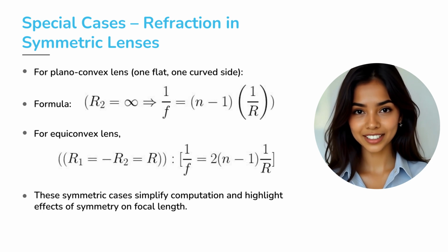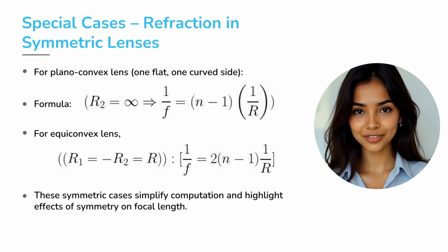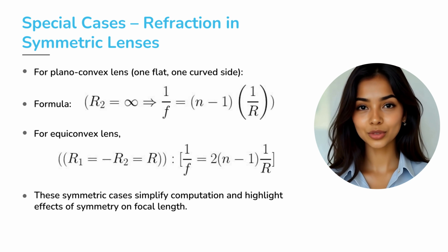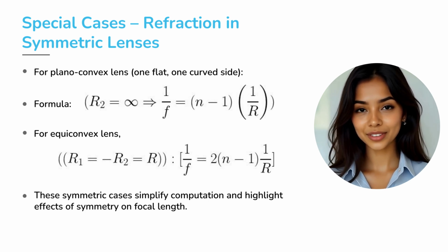For the equiconvex lens, where the radii of curvature are equal but opposite in sign, radius 1 equals negative radius 2, the formula shows 1 over focal length equals 2 times refractive index minus 1 times 1 over radius. This symmetry doubles the effect of one curved surface.